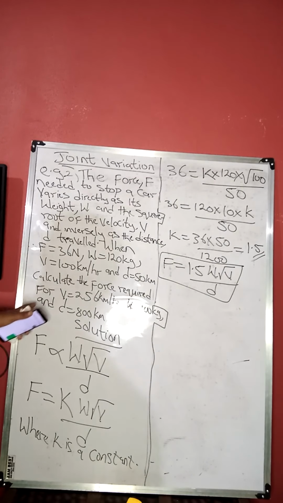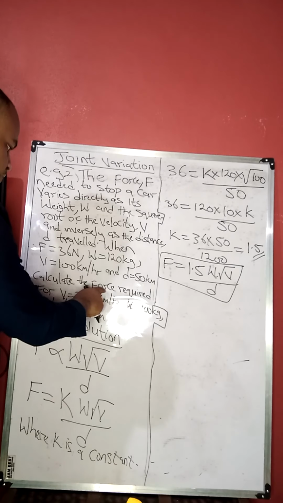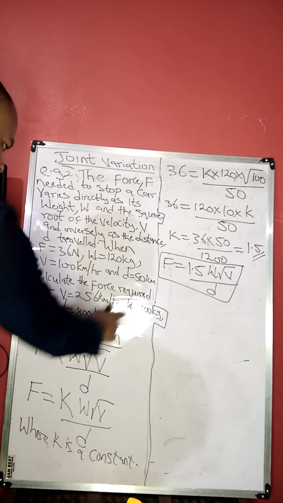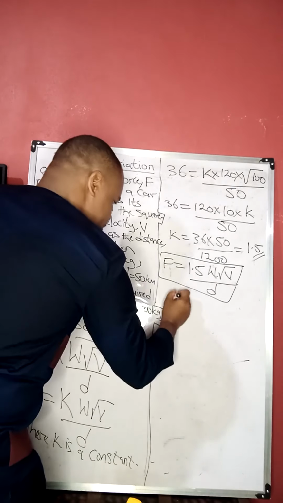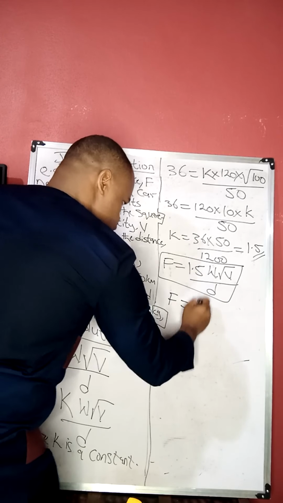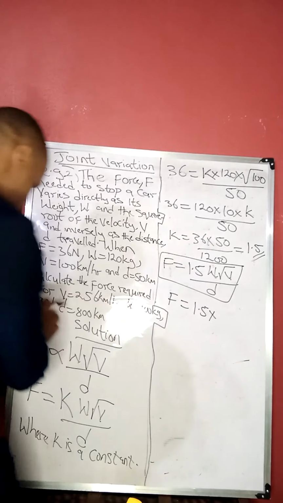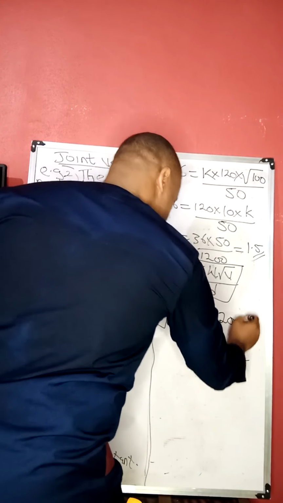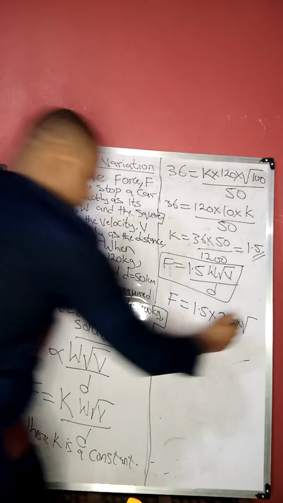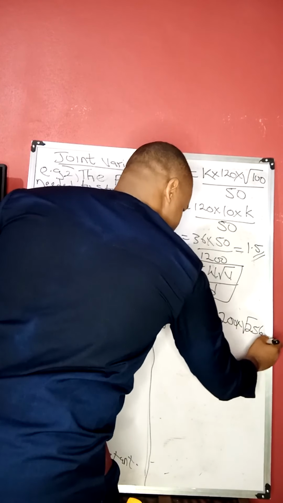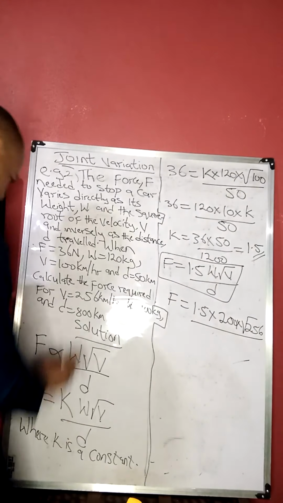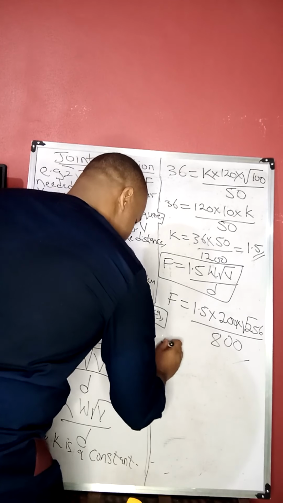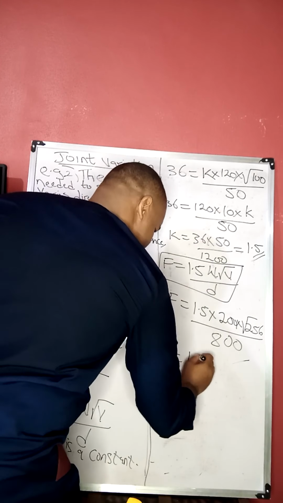Alright, now we come to the question. The question says we should calculate the force F that's required for V equal to 256. W is this and D is this. So I'll be having my F equal to 1.5 times my W, which is 200, times square root of my V, which is 256, all over my value for D, 800. So you can still do the same thing, punch your calculator to get your answer.